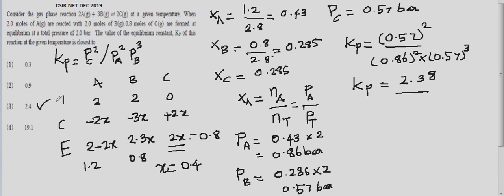Then we converted them into the mole fraction. From the mole fraction we converted that into the partial pressure, substituted into the Kp formula. Then we calculated the answer.